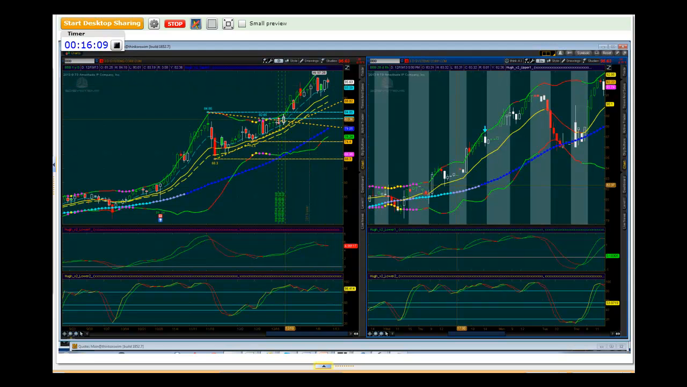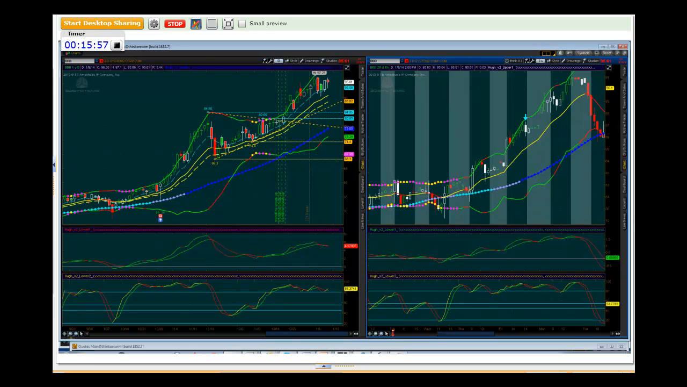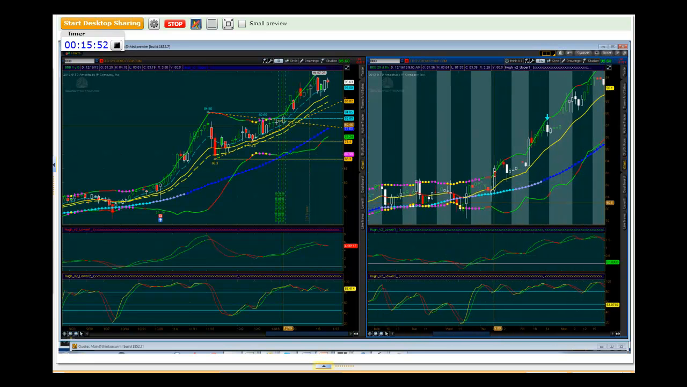You can see right here, you had a compression squeeze on the daily. You had a compression squeeze on the hourly. Look at this, this was just beautiful. So what I usually do on something this powerful is bull put credit spreads plus buy options. And you can then manage your portfolio and reduce your exposure.